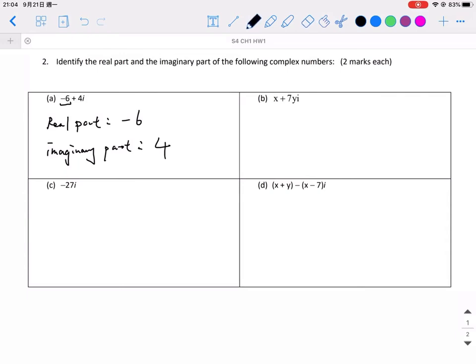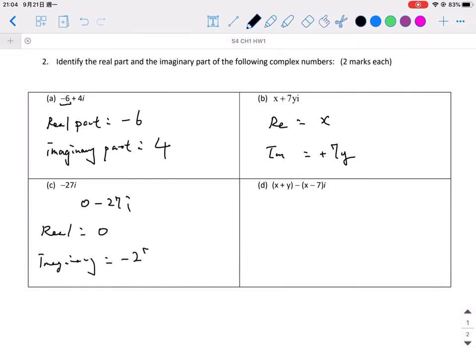And for the second one, real part, I write down the short form of real, which is Re, and imaginary part, it should be +7. And next one, part C, -27i, that means it's 0 minus 27i. And therefore the real part should be equal to 0. And the imaginary part should be -27.